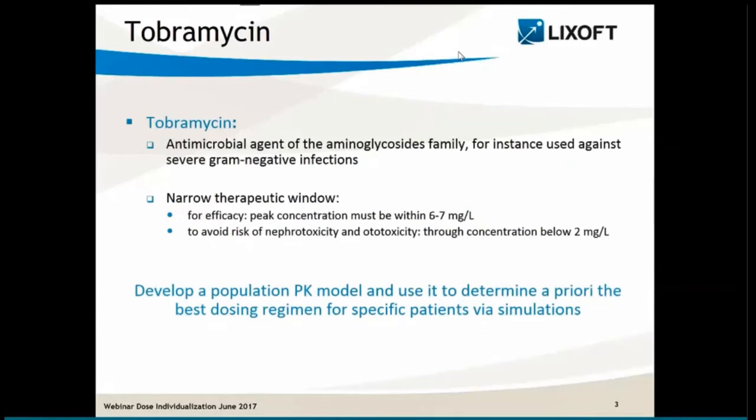Tobramycin is an antimicrobial agent from the aminoglycoside family. It is, for instance, used against severe gram-negative infections. What is interesting about this molecule is that it has a narrow therapeutic window. For efficacy, the peak concentration must be within 6 to 7 milligrams per liter, but to avoid the risk of nephrotoxicity and ototoxicity, the trough concentration must be below 2 milligrams per liter.